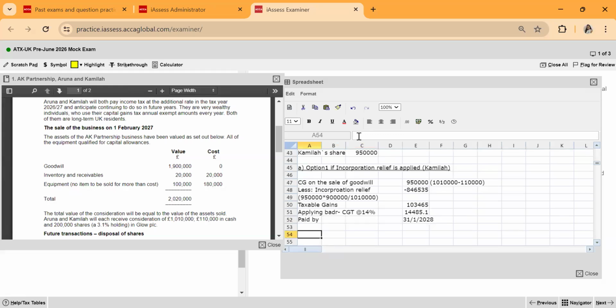When there's an incorporation relief, comes the base cost also. And you know that these are just a deferment. So it's a very easy way to calculate. What will be the base cost? You have just calculated the cost, 900,000. From this, we will reduce the incorporation relief. So that will be 53,465. So 53,465 will become the base cost of the shares.